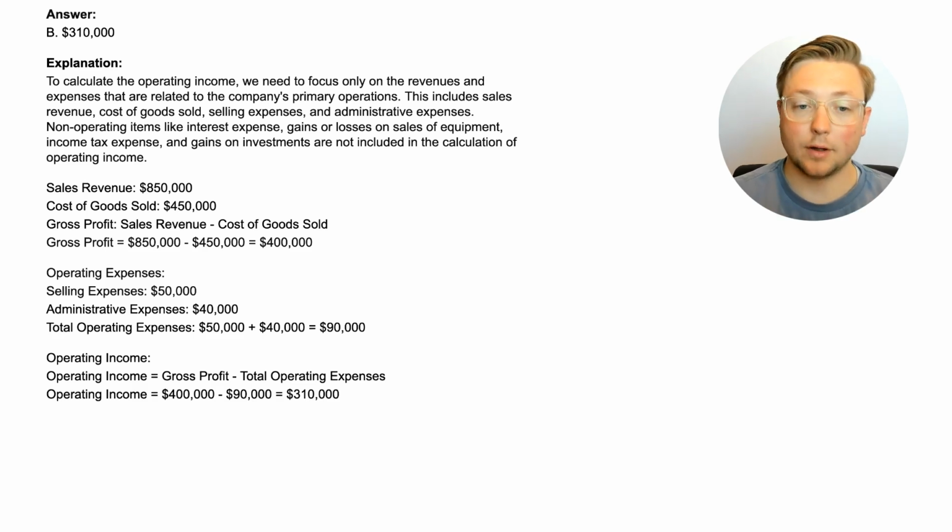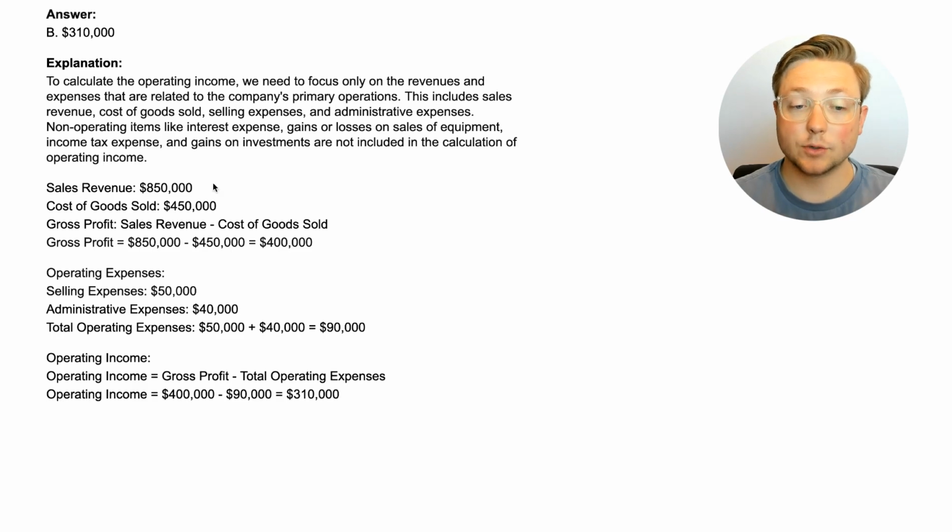So let's talk about operating income. To calculate the operating income, we need to focus only on the revenues and expenses that are related to the company's primary operations. This includes sales revenue, cost of goods sold, selling expenses, and administrative expenses. Non-operating items like interest expense, gains or losses on sales of equipment, income tax expense, and gains on investments are not included in the calculation of operating income. So as it said here again, it's for the company's primary operations.